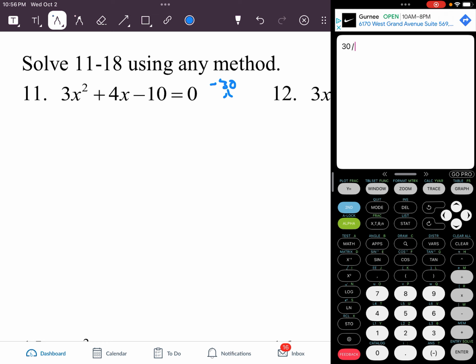Divided by 5? No, that'd give me 6. Divided by 2. Okay, so here's the problem. No two numbers are going to multiply to be negative 30 and add up to be positive 4. And since there's no factors, it means this is the quadratic formula form of the problem.